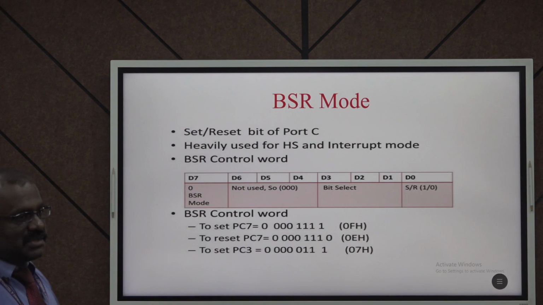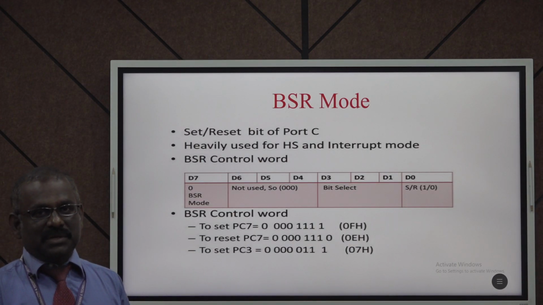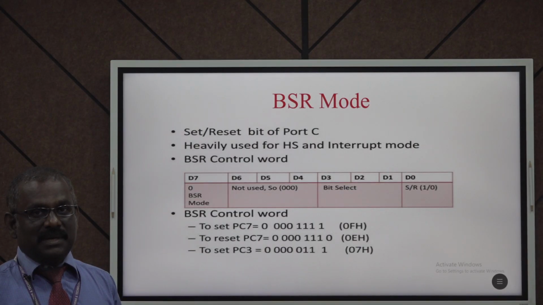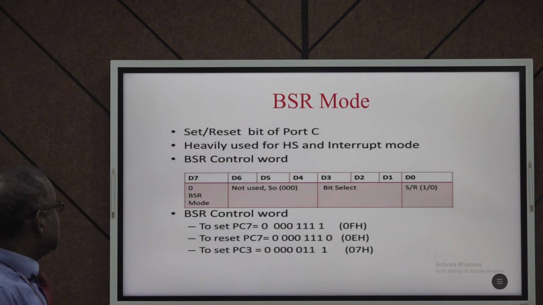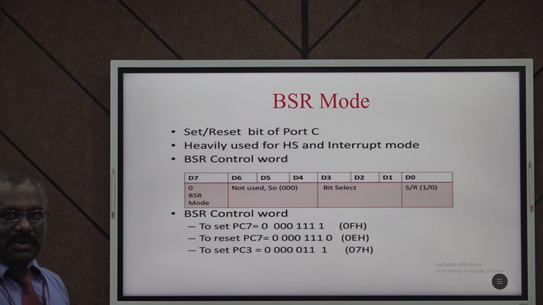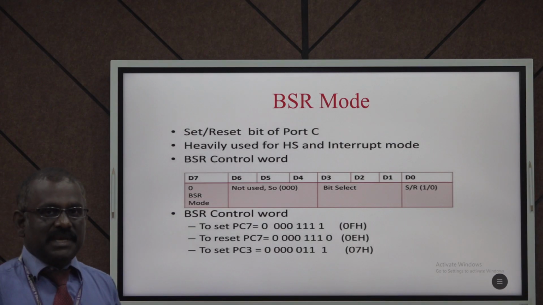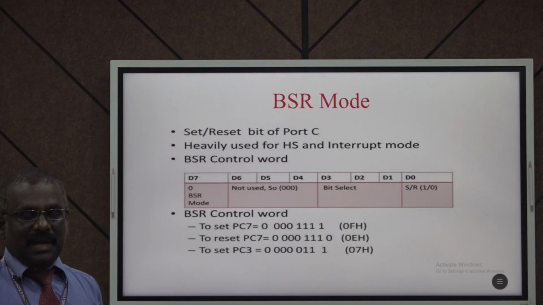So, this slide shows the modes of operation of 8255 in bit set or reset mode. In this mode, we can set or reset all the bits present in port C. We already know that port C is an 8-bit port and the pins are named PC0 to PC7. Through this port C we can connect the 7 segment LED.